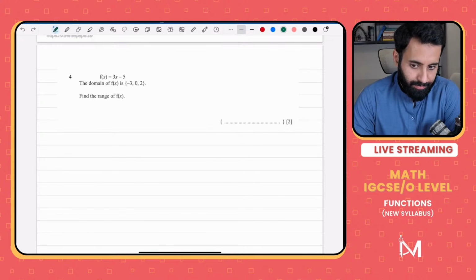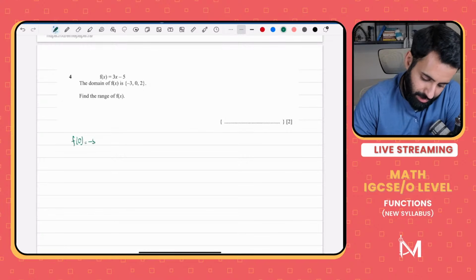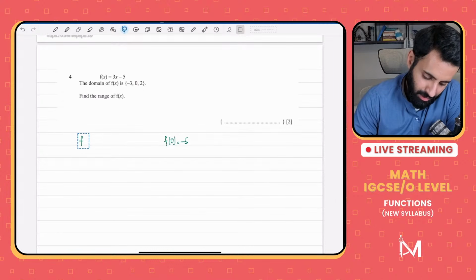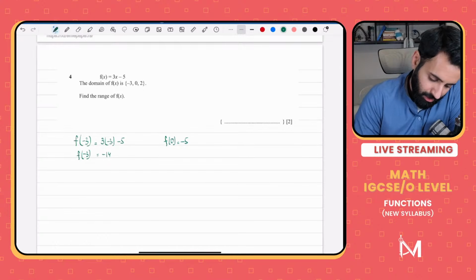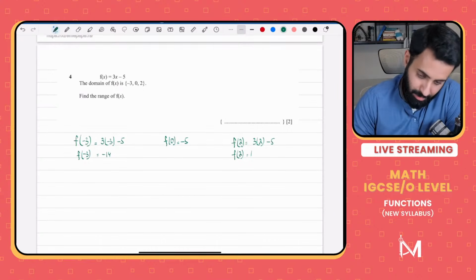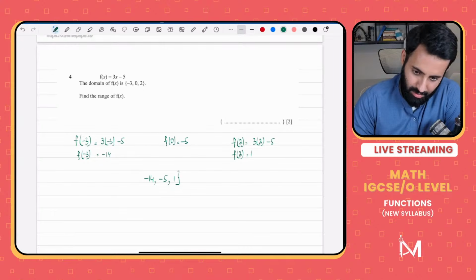Okay, so let's see what the answers are. F of 0 is equal to -5. Actually, we're supposed to do f of -3 first, so let's do that. F of -3. So that's going to be 3 into -3 minus 5. So that's -9 minus 5. That's -14. And then f of 2. 3 times 2 is 6. 6 minus 5 is equal to 1. So that's f of 2, which is equal to 1. So the answer would be -14, -5, and 1. That's the answer.